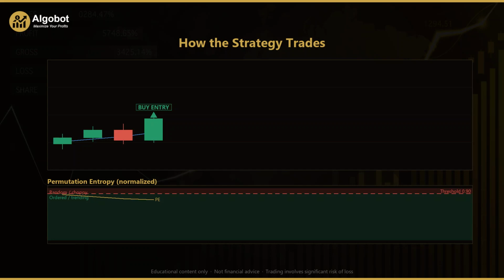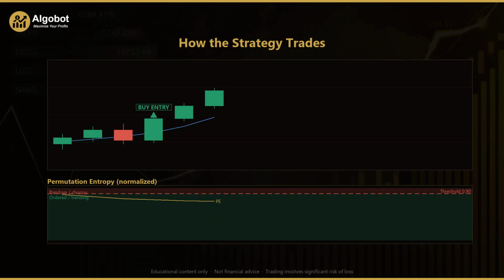Look at the first few candles on the left. Price is stepping higher and the blue baseline is gently rising, so the trend is pointing up. At the same time, notice the entropy line down in the panel. It's already sitting well inside the green band, telling us the recent path is ordered rather than random. That's the permission we need.